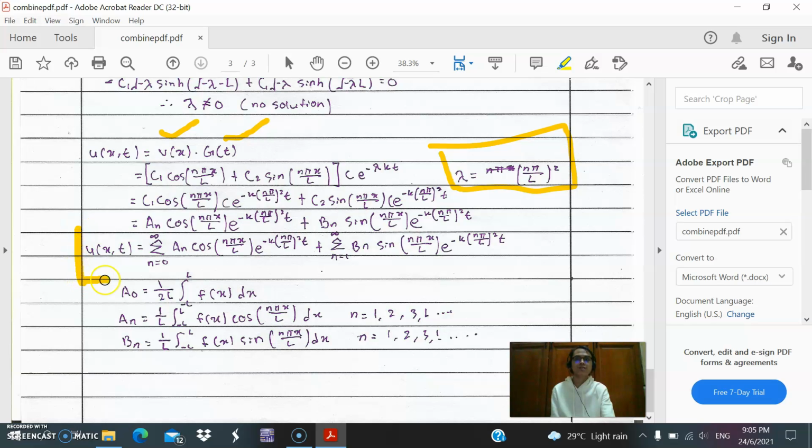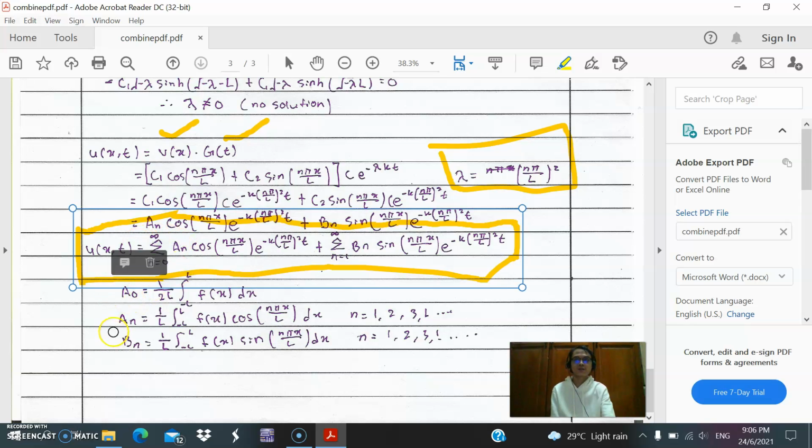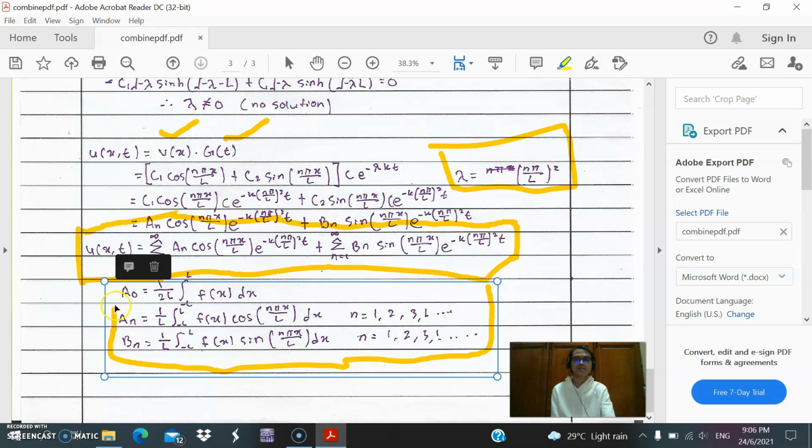Ini dia punya equation akhir, jawapan akhir. Kita gantikan, masuk saja. So kita akan dapat macam ni. And case 1 is the formula for the first series combination A0, AN, BN. Sekian, terima kasih.